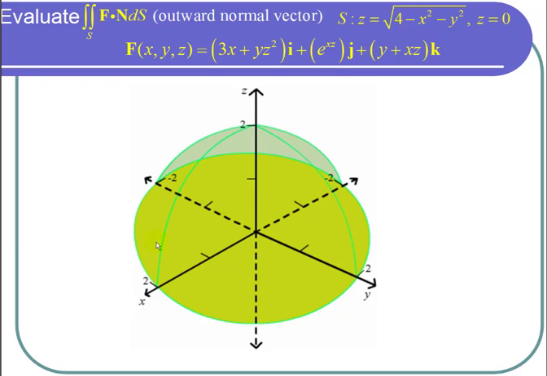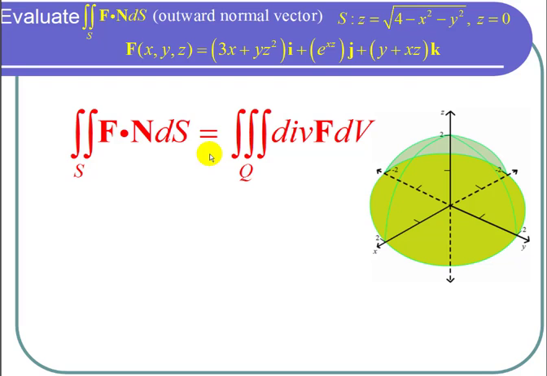Here's the hemisphere of radius 2, and here's the disk z equals 0 in the xy plane. And since we have a surface integral over a closed surface with outward normal vector, we can apply the divergence theorem that states that the surface integral, which is the flux of F dot n dS, is equal to the triple integral over the solid of the divergence of F dV.